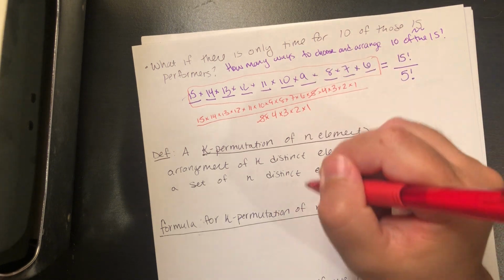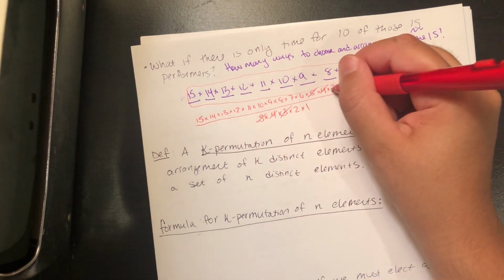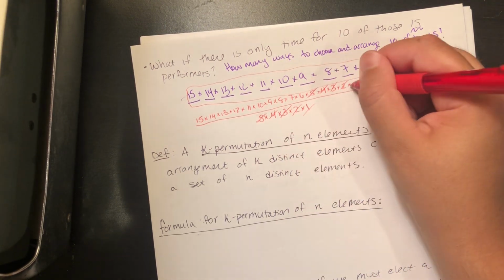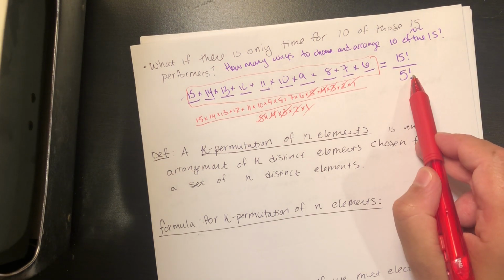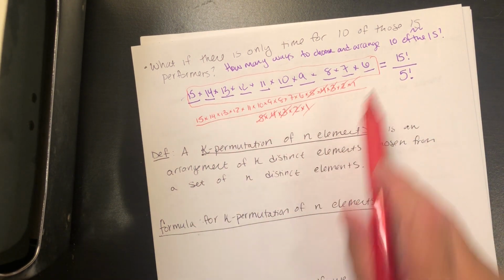Right? The 5s then would cancel. The factors of 4 cancel, of 3, of 2, and of 1. That's why 15 factorial over 5 factorial gives you what we're looking for.